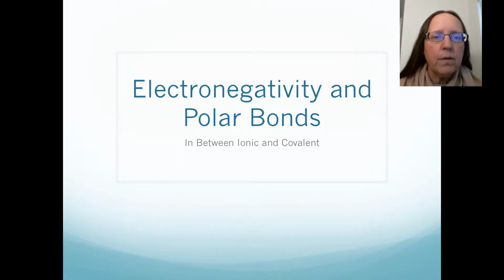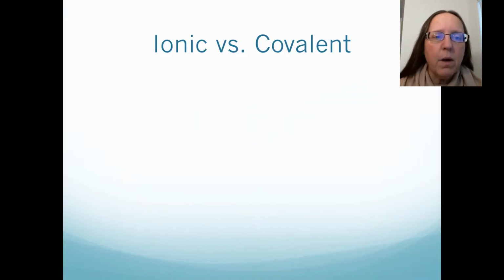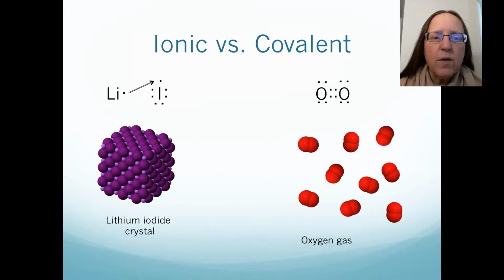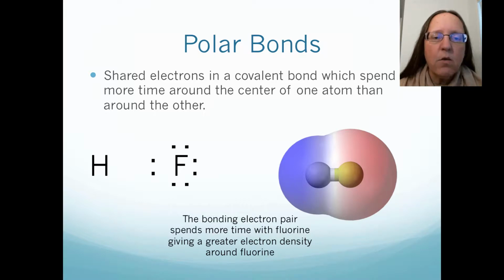Electronegativity and polar bonds. We have looked at ion formation and ionic bonds, where electrons move from one atom to another to form ions, and oppositely charged ions attract each other to form crystals. And we have discussed covalent bonds, where electrons are shared between two atoms to form molecules. However, electrons are not always shared equally between atoms in a covalent bond, even if they are not transferred completely from one atom to another.